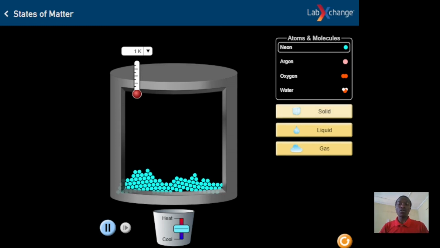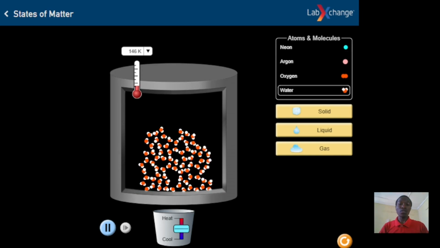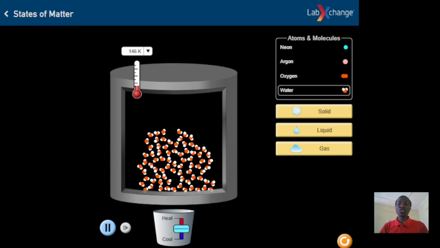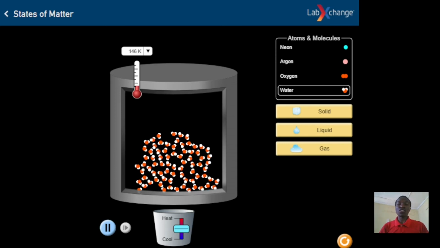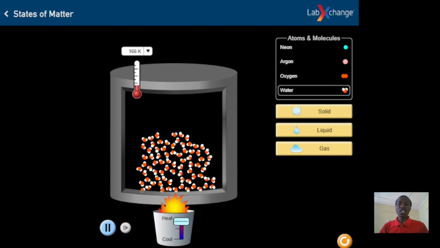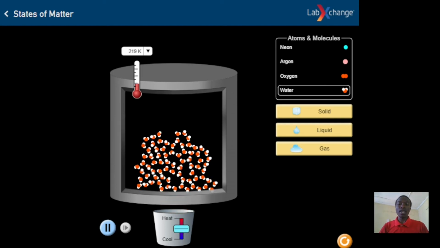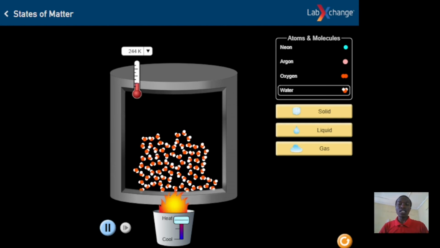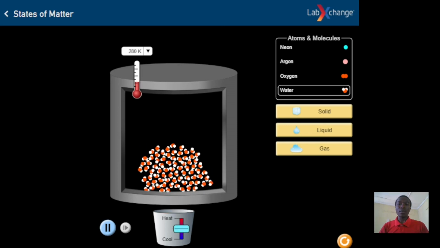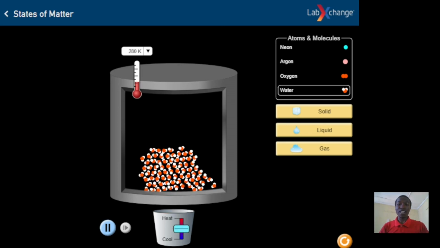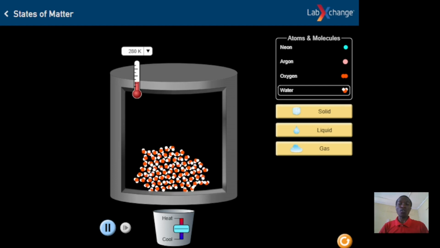So what would happen if we change this to water molecules at 146 Kelvin, which is way below 0 degrees Celsius? So this is solid. If we heat up to 273, that is when the particles start vibrating at a higher pace because the forces of attraction are being overcome by the energy we are pumping in.